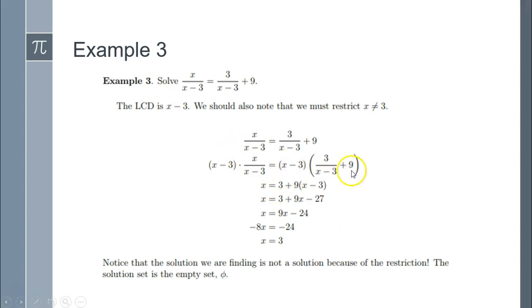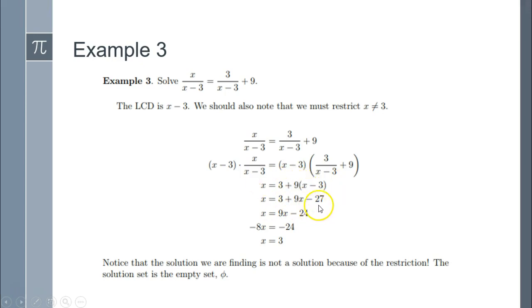So x minus 3 times 9 is 9 times x minus 3, or I could have written the 9 on the other side. The order doesn't matter in multiplication. So now this is my new problem. No fractions, looks a lot easier. x equals 3 plus 9 times x.